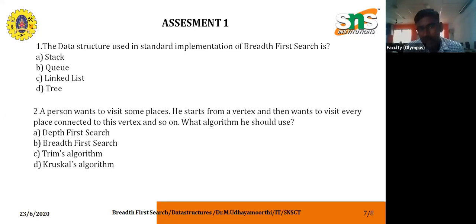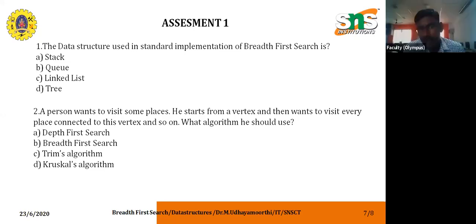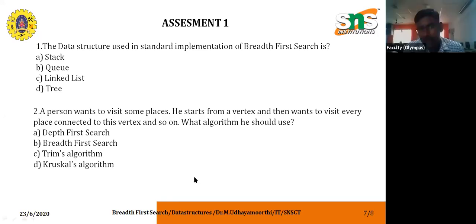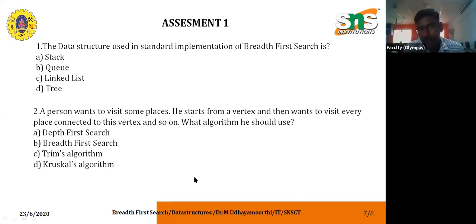So what's your answer? The first option is stack, option B is queue, the next option is linked list, and the next option is tree. So what is the answer? If you are not able to talk, you can use the chat window and type the option. What is the answer?